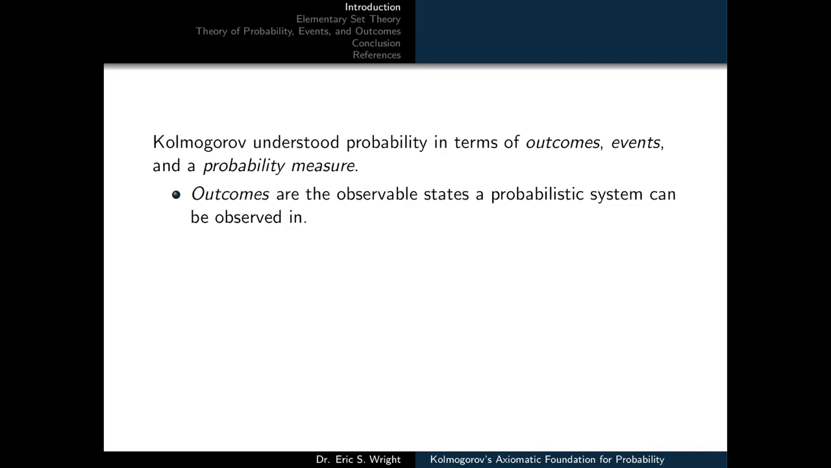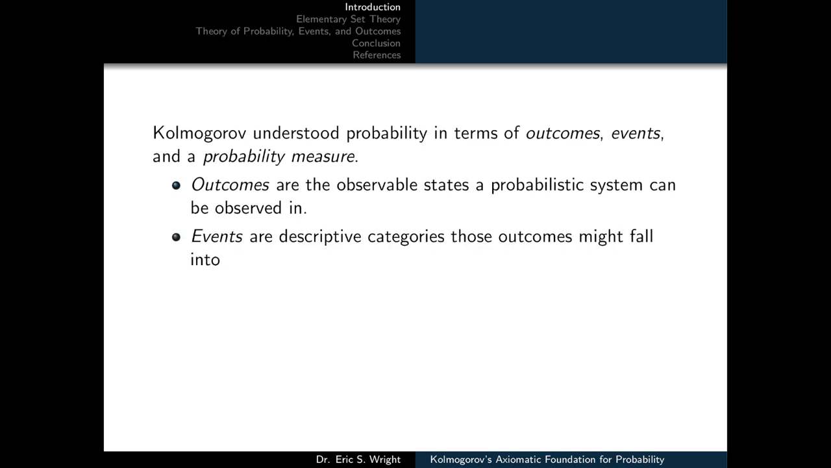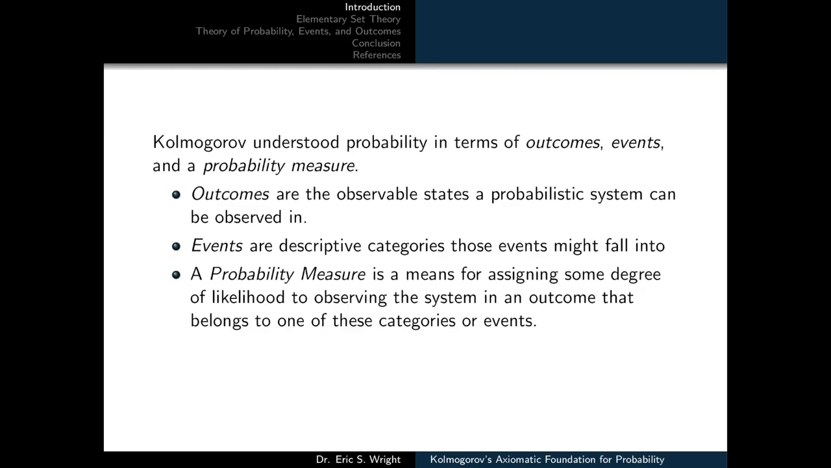Kolmogorov understood probability in terms of outcomes, events, and a probability measure. Outcomes are the observable states a probabilistic system can be observed in. Events are descriptive categories those outcomes might fall into. A probability measure is a means for assigning some degree of likelihood to observing the system in an outcome that belongs to one of these categories or events. We'll initially explore these concepts through some examples.